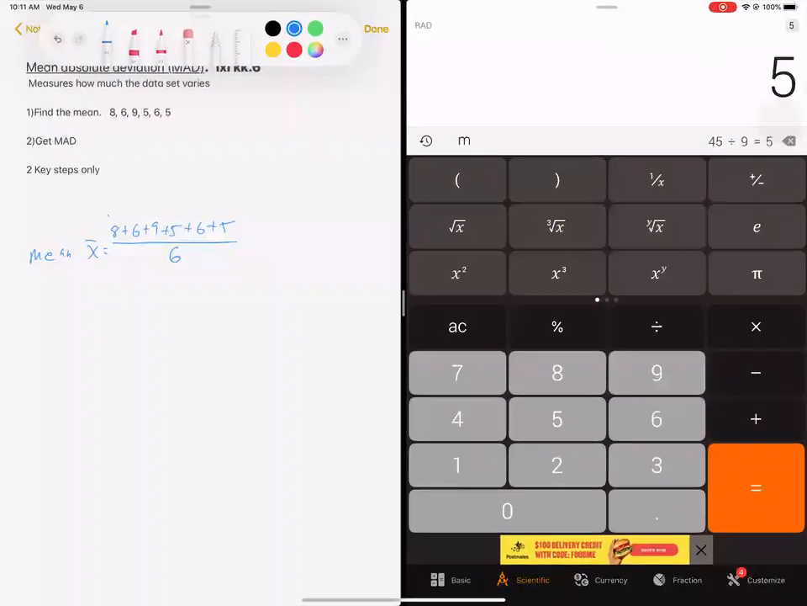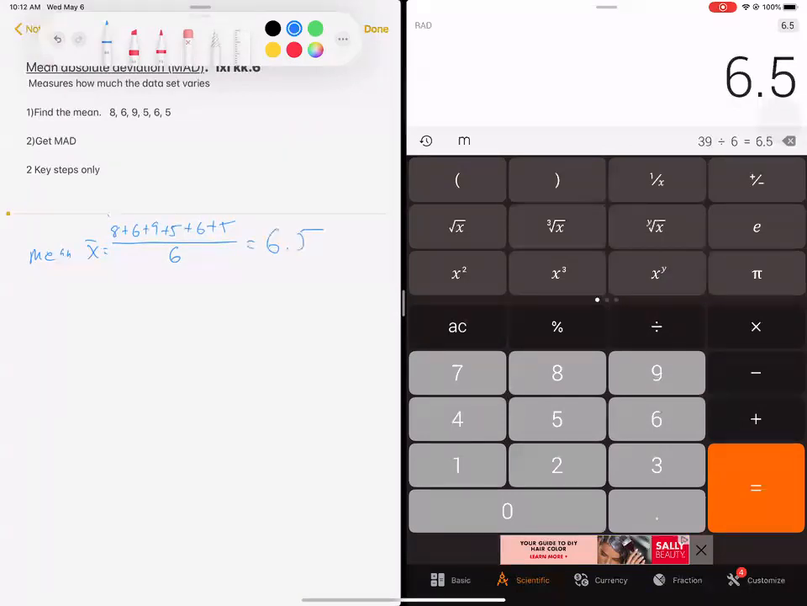Okay, we're going to use our calculator. I want to add up all the points. 8 plus 6 plus 9 plus 5 plus 6 plus 5. I added the 6 numbers. Then we divide that by 6. 8 plus 6 plus 9 plus 5 plus 6 plus 5, and we're going to divide that by 6. And that gave us a number, 6.5. And that's not necessarily a pretty number, but that is the average.